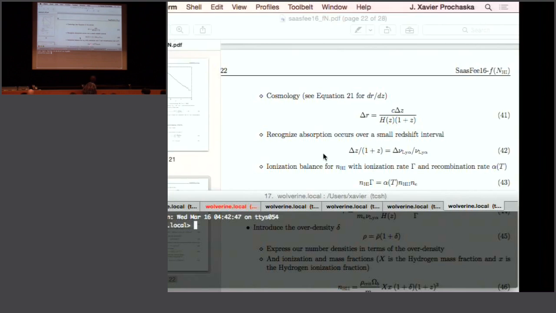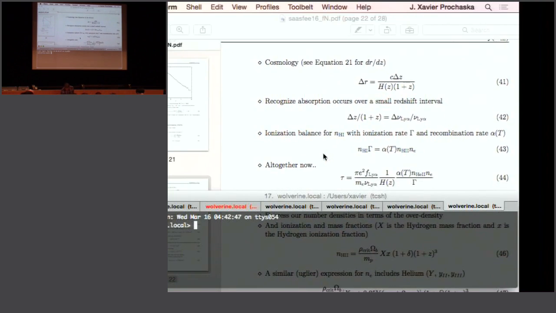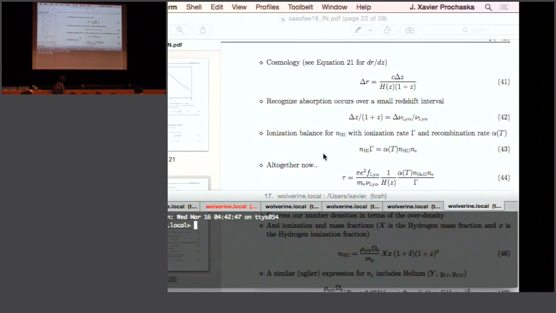The ionization rate times the number density of hydrogen atoms just balances with the recombination rate, which Mark, I think, introduced, times the number density of electrons, the number density of protons. Putting that all together, we estimate the opacity in some patch of the universe will go like the recombination rate, the product of these densities, the inverse of the ionizing radiation field, and the inverse of the Hubble parameter.